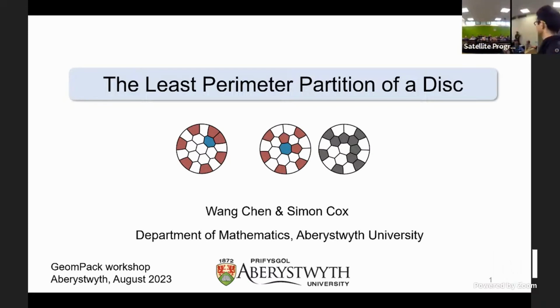Is it just the perimeter that you're optimizing or minimizing, or is it perimeter to area? It's just the perimeter minimizing. Yeah. So it's constrained.